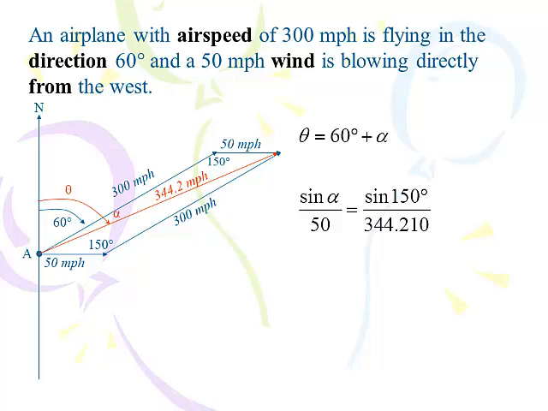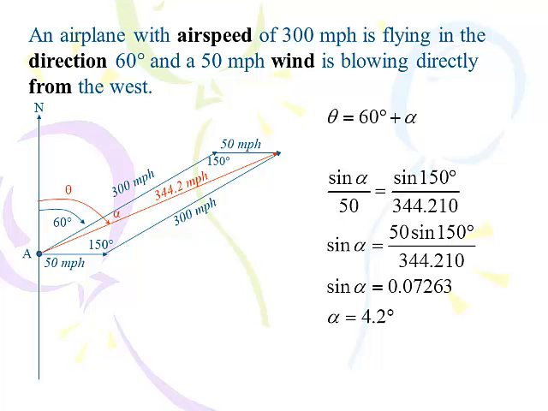So we use law of sines. We say the sine of alpha over 50 equals the sine of 150 degrees over the resultant. And we multiply both sides by 50. Take 50 times sine 150 divided by the resultant. We end up with the inverse sine of 0.07263, which is 4.2 degrees. So the angle between the plane and the resultant is 4 degrees.